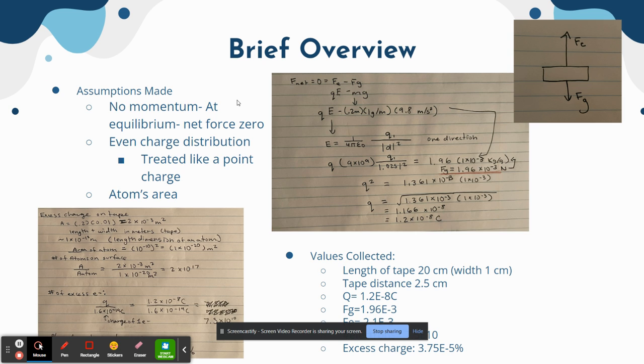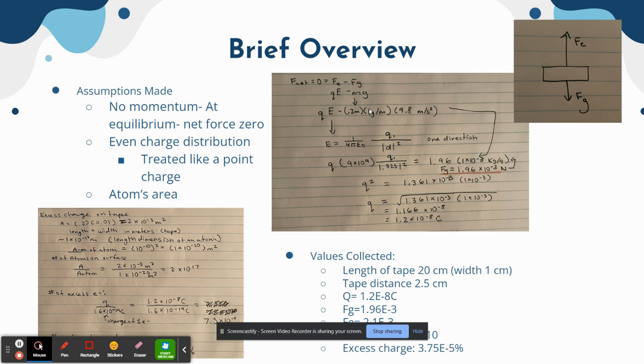Some assumptions we made in these calculations: we assumed there was no momentum, that the system was at equilibrium, the upper tape, and there's no net force. The net force is equal to zero, allowing us to use Newton's third law, where Fe equals Fg in our equation to find the charge on the tape.